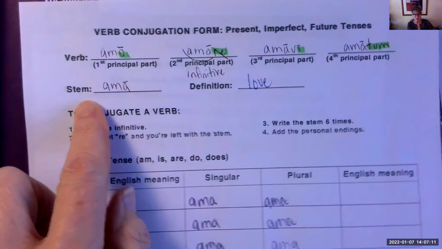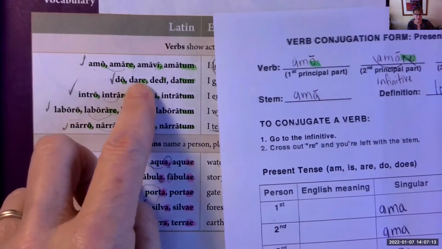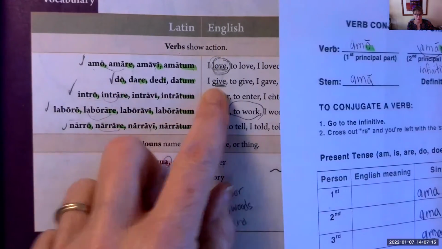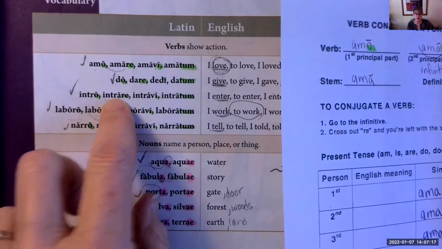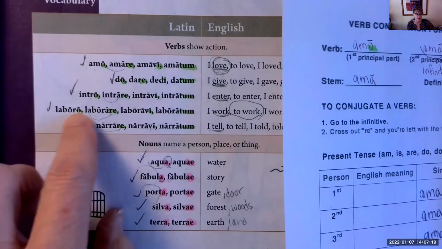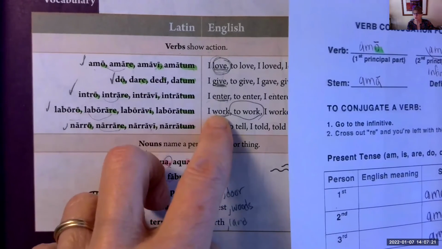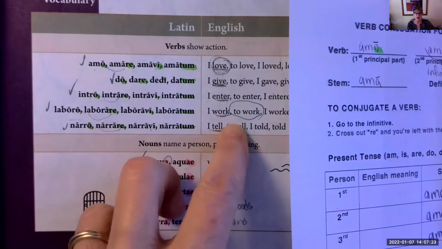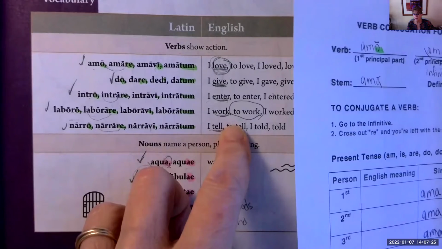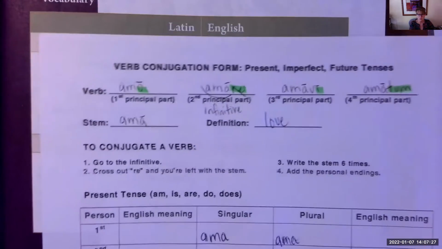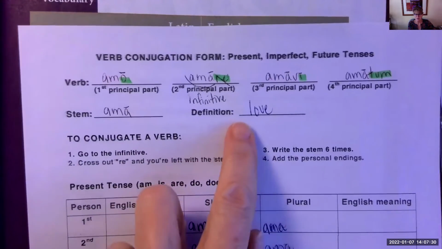This one means love. If I said DA, it means give. If I said INTRA, it means enter. If I said labora, it means work. If I said narra, it means tell. So the stem alone is a command. And this is what it means.